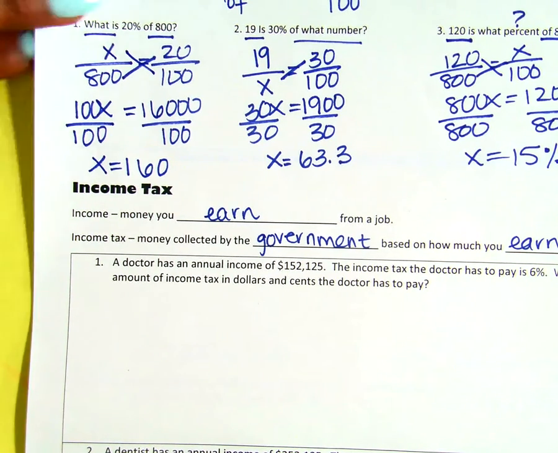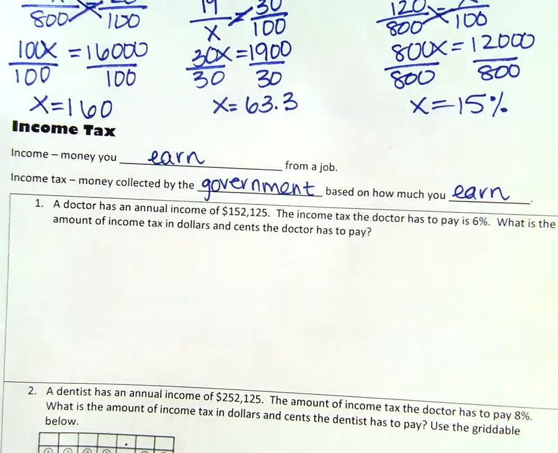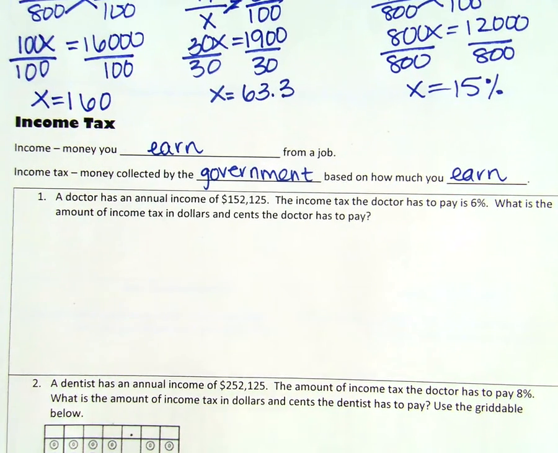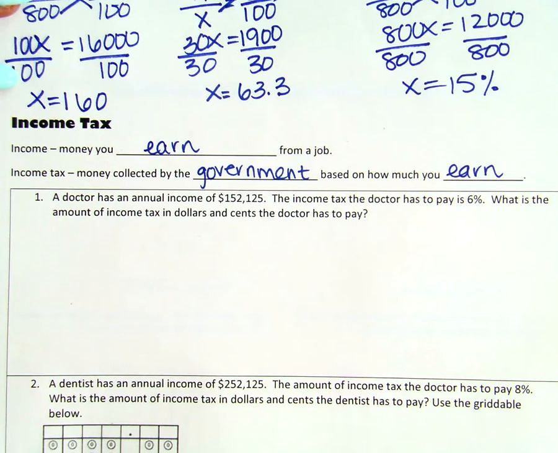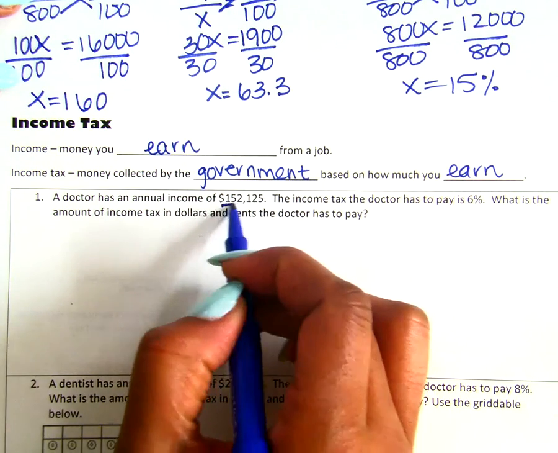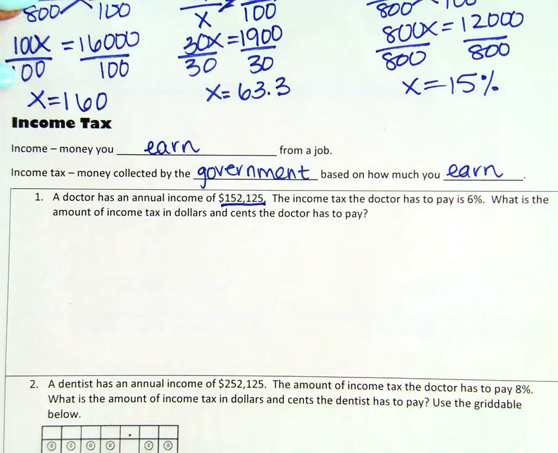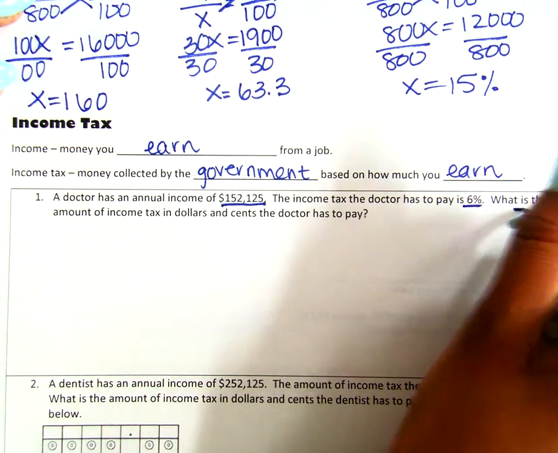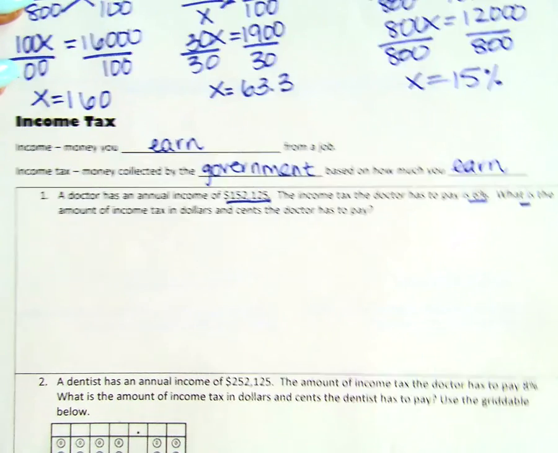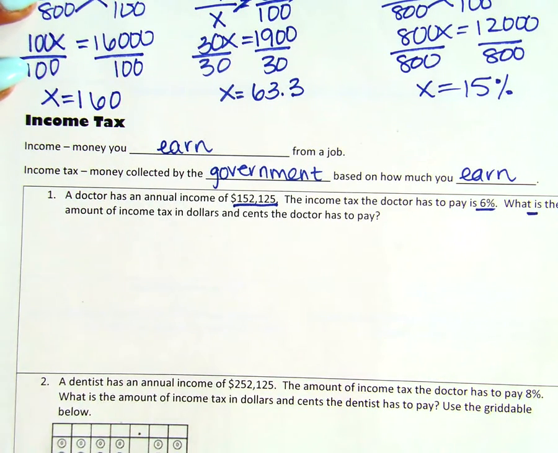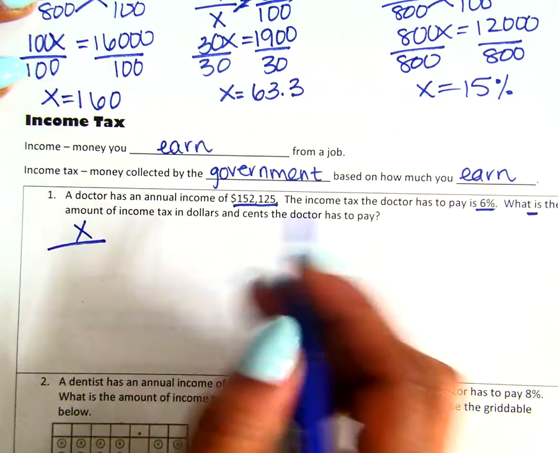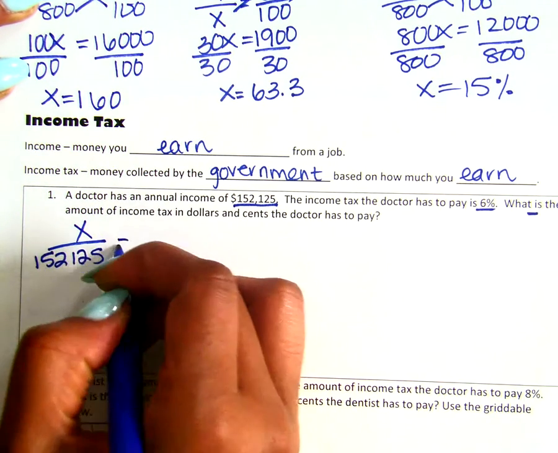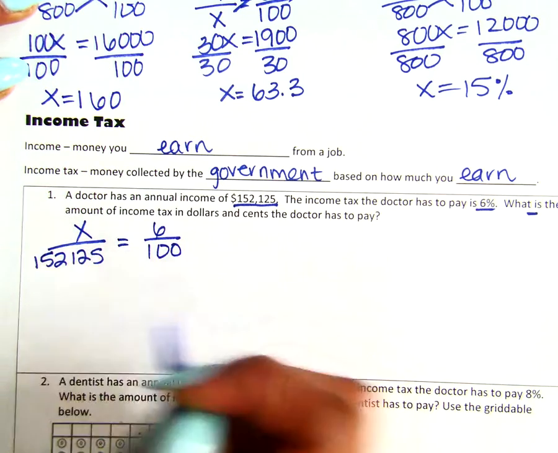Let's go over solving for income tax. There's 2 ways you can do it, either by our percent proportion or changing our percent into a decimal and multiplying. Number 1, a doctor has an annual income of $152,125. The income tax the doctor has to pay is 6%. What is the amount of income tax in dollars and cents the doctor has to pay? So we're looking for our is here. So we're going to put x over our income, which is $152,125, and make that equal to 6% over 100.